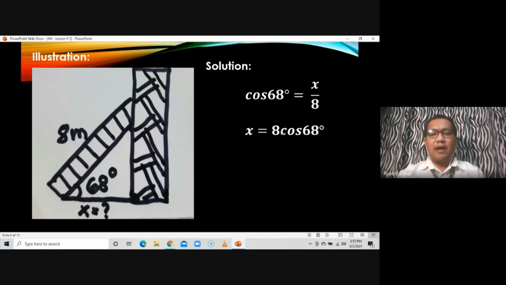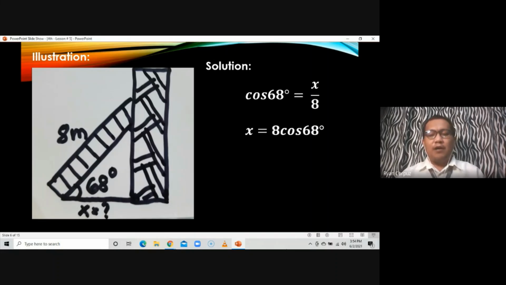Then from there, you can make use already of your scientific calculator. So just follow what I am going to say. On your scientific calculator, press first 8, then press times, press cos, the symbol for cosine, press 68, press DMS, or the symbol for degrees, minutes, and seconds. Then press equals. On modern calculators, you can go straight: press 8, press cos, press 68, press DMS, press equals. So you can right away find the value of x.